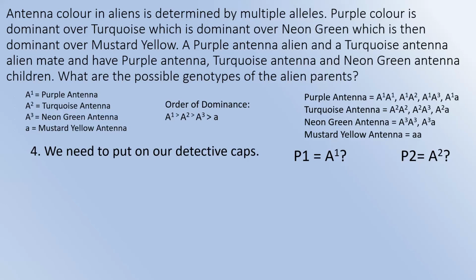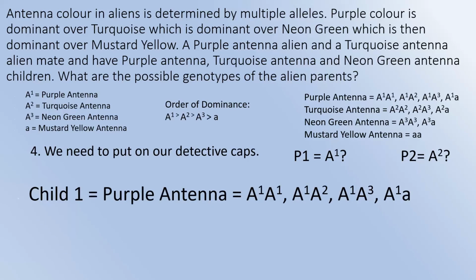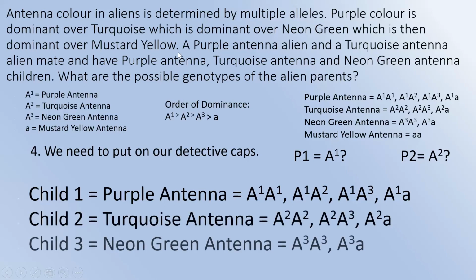So 3, 2, 1. All right, so where I took this next is we know the child has a purple antenna, because we know there's a purple antenna child. We know there's a turquoise child, and we know there's a neon green child. This is just told to us in the question. We know we have everything but a mustard yellow child. So our children will have to have some of these genotypes, not all.